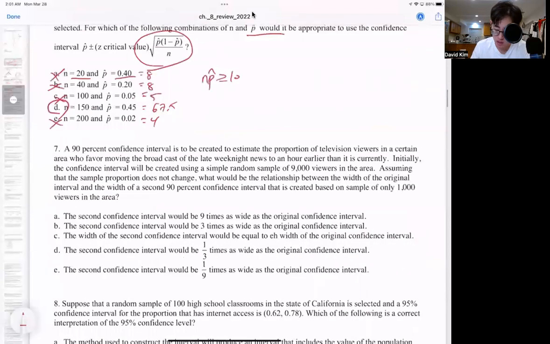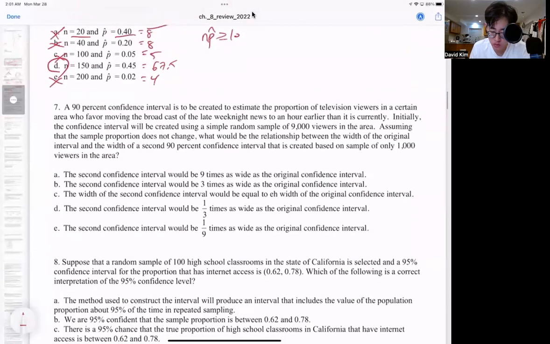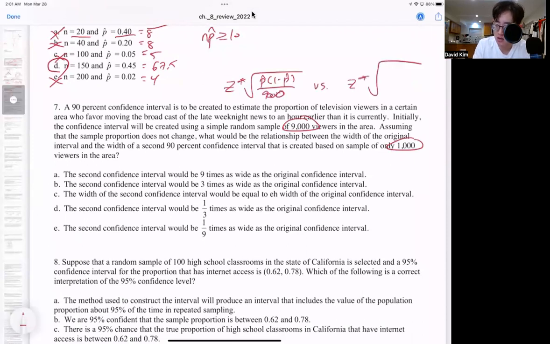So you move on. All right, so 90% confidence interval, blah, blah, blah. Okay, so we're looking at the sample sizes for number 7, and it seems like one of the sample sizes was plugged in as 9,000, with our confidence interval being the critical score times the square root of p hat (1 minus p hat) over n. Imagine for a second I just have 9,000 here versus the same exact formula, but now it's going to be 1,000. Now, how is this going to fare is the question.